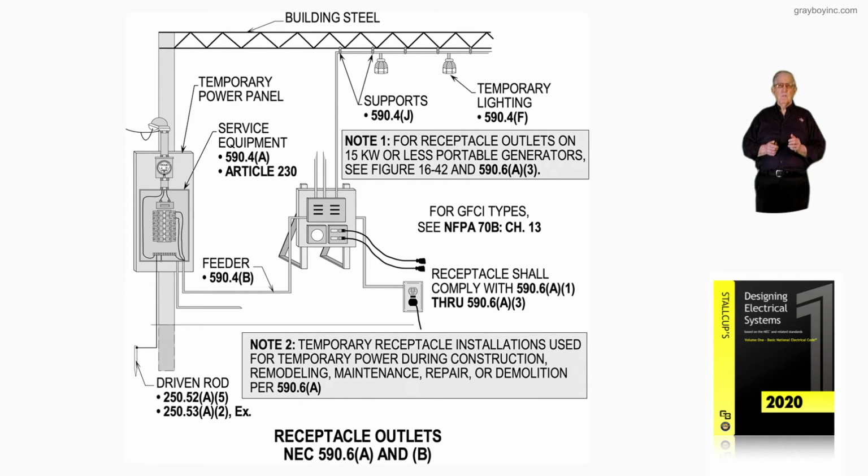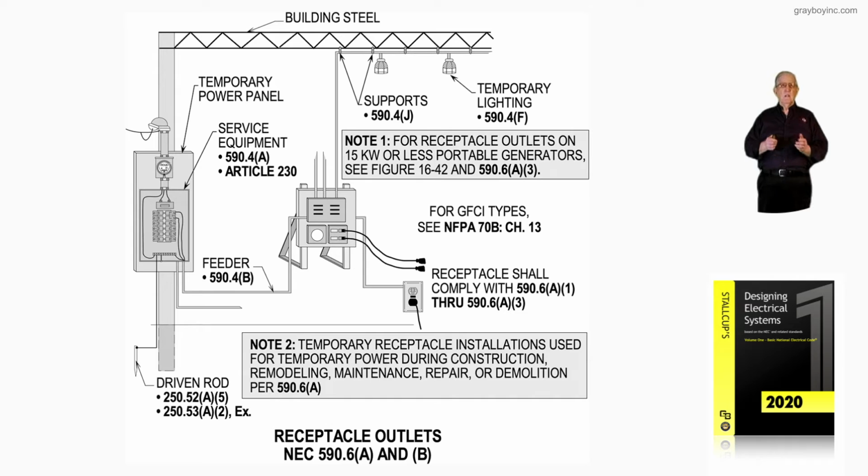Now, temporary receptacle installation is used for temporary power during construction, remodeling, maintenance, repair, or demolition. Notice that covers just about everything related to areas where these receptacle outlets are required in accordance with 590.6(A). Say you had the service equipment, as you see to the left, then Article 230 has to be complied with. Grounding in Article 250 has to be complied with, as you see with the driven rod there.